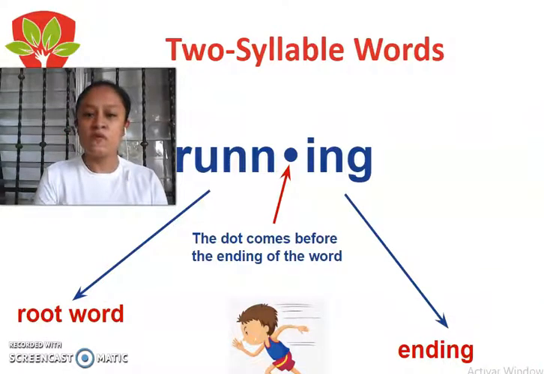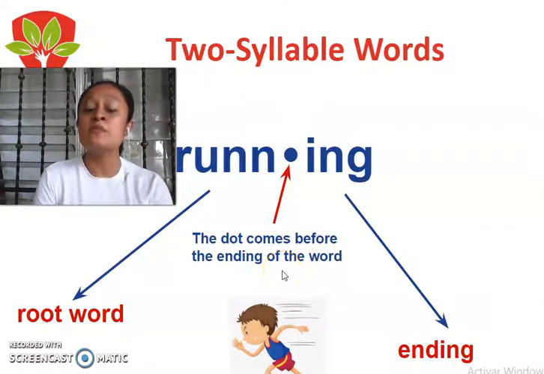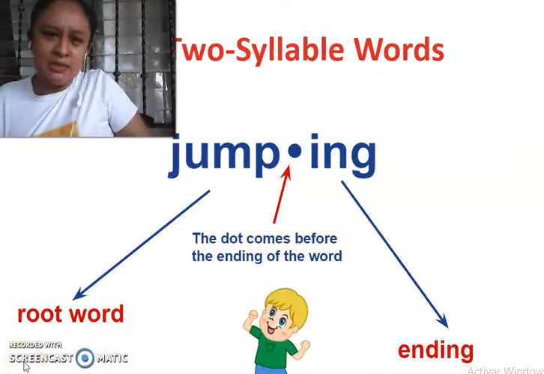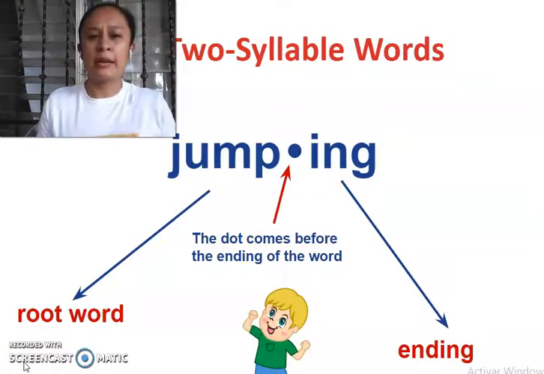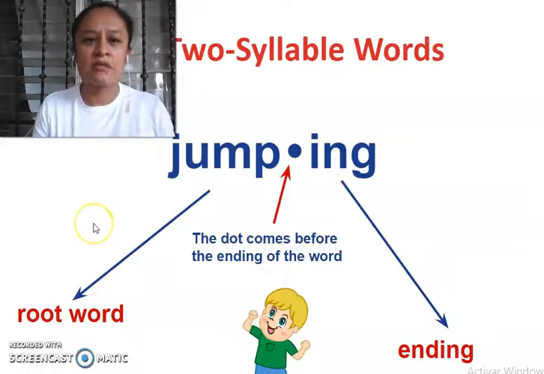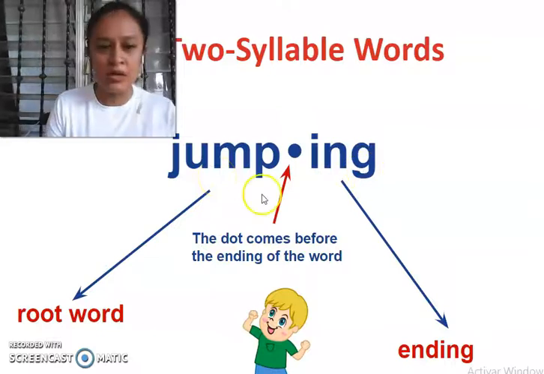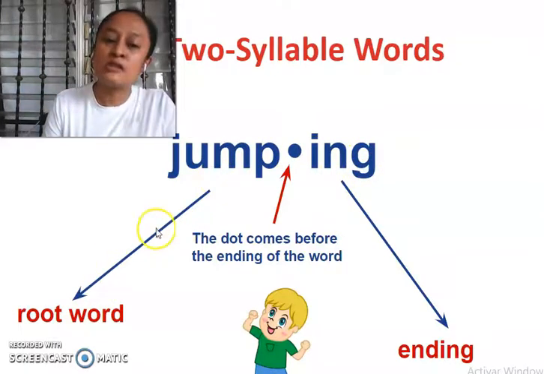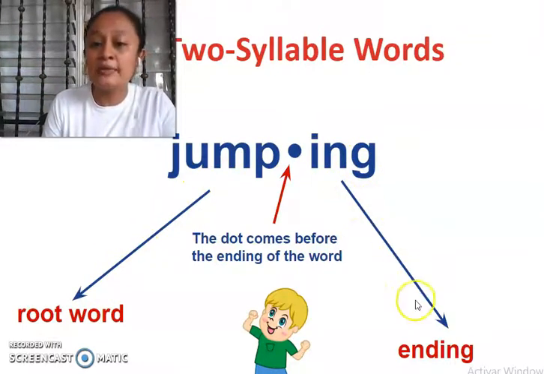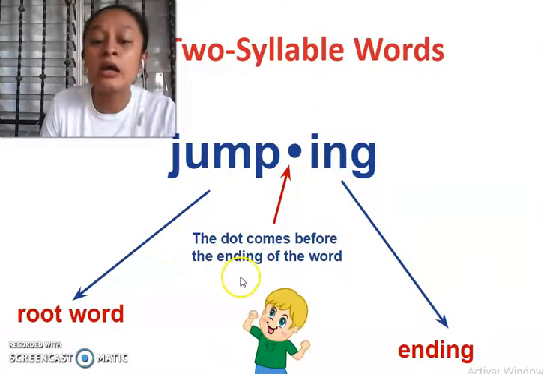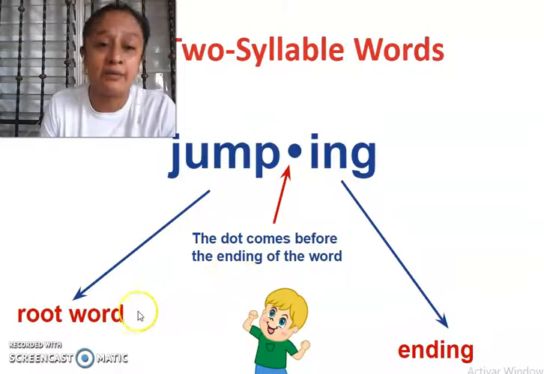Okay. So if you see here, the dot comes before the ending word. This is an example of a root word and an ending word. As you have here, we have jump-in. So the root word is jump, and then we have the ending word, in. So as you can see here, one more time, the dot comes before the ending word.